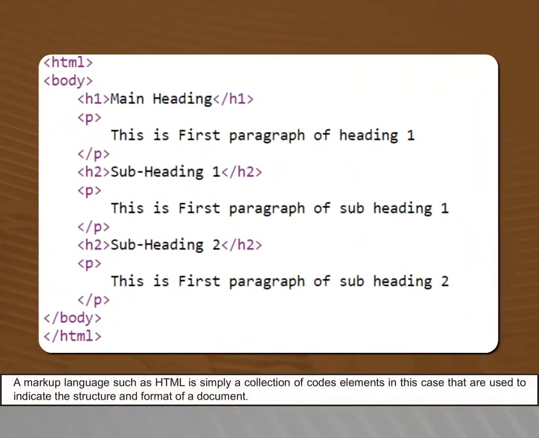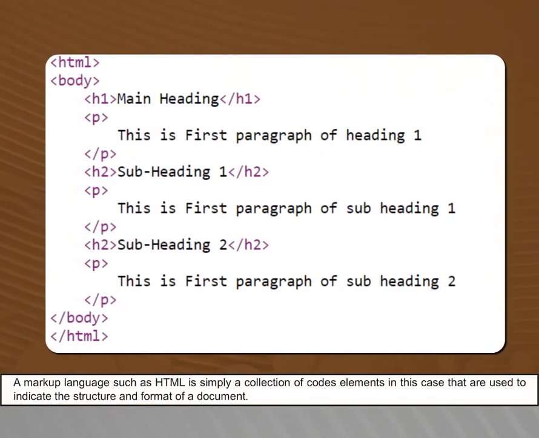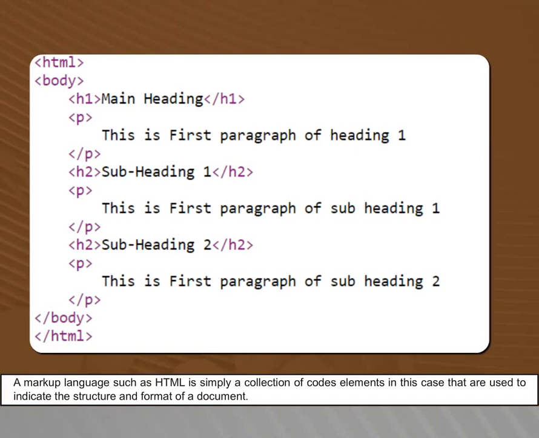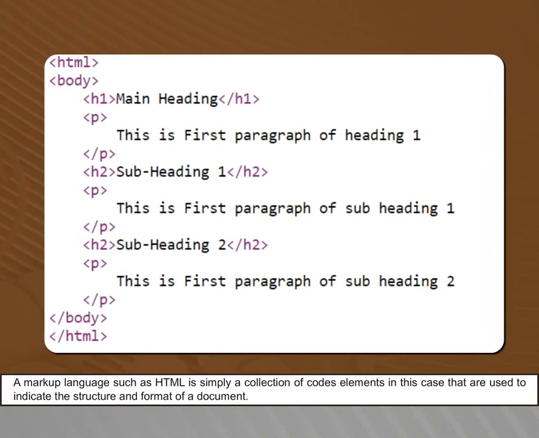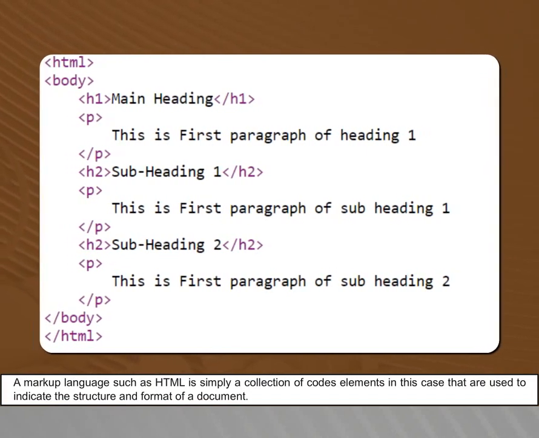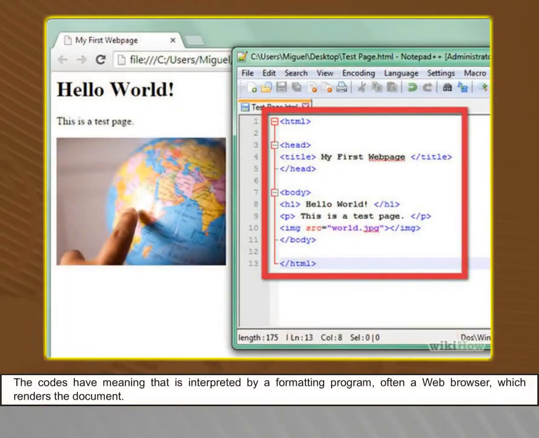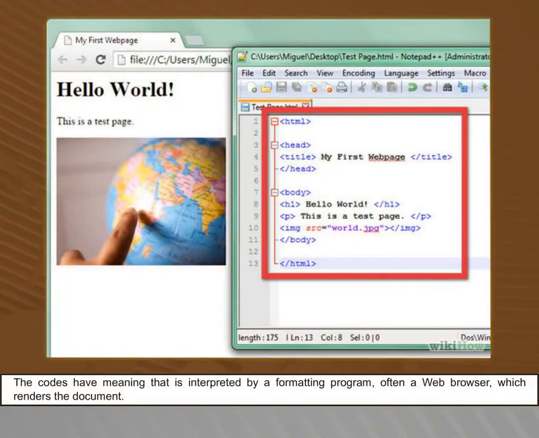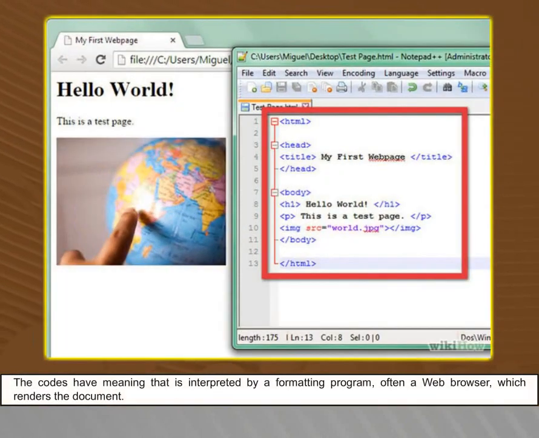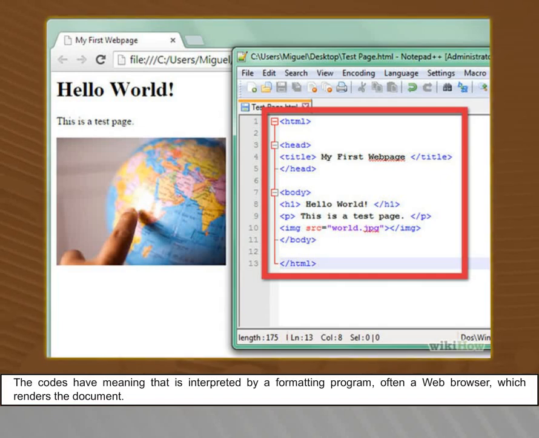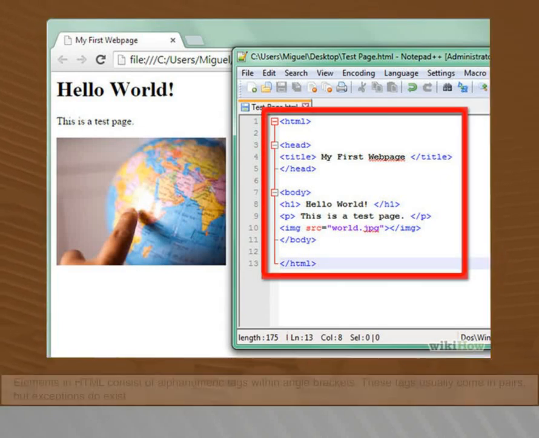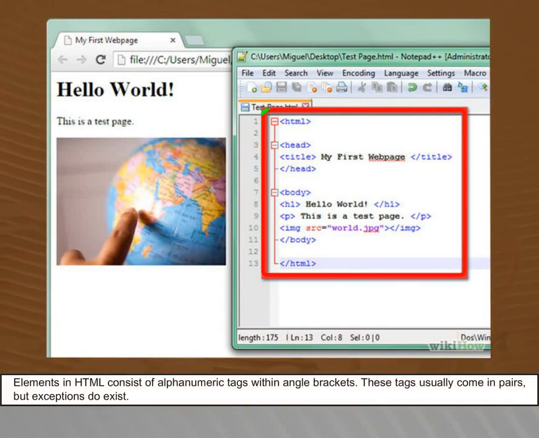A markup language such as HTML is simply a collection of code elements that are used to indicate the structure and format of a document. The codes have meaning that is interpreted by a formatting program, often a web browser, which renders the document. Elements in HTML consist of alphanumeric tags within the angle brackets. These tags usually come in pairs, but exceptions do exist.